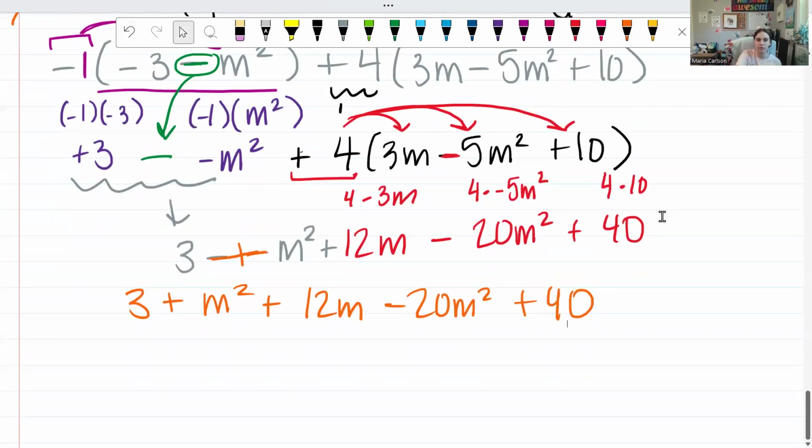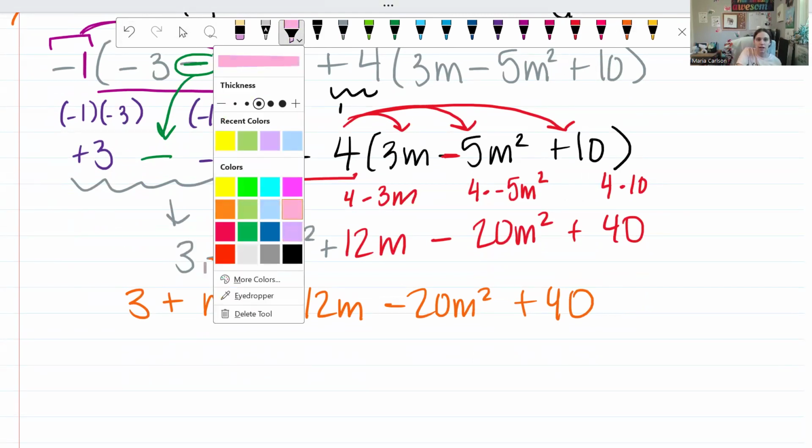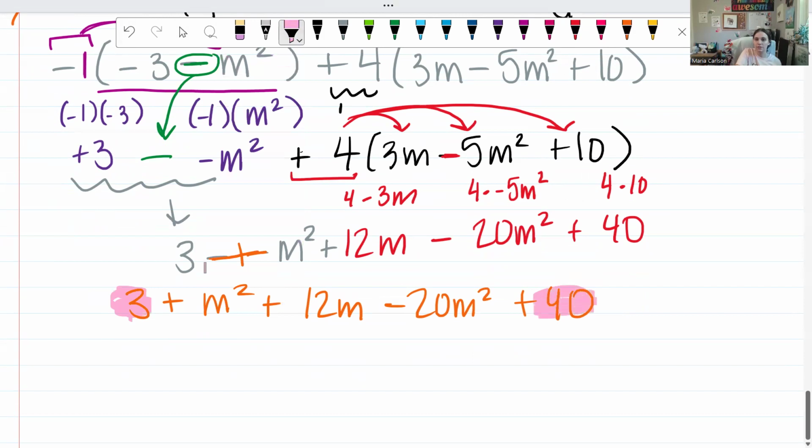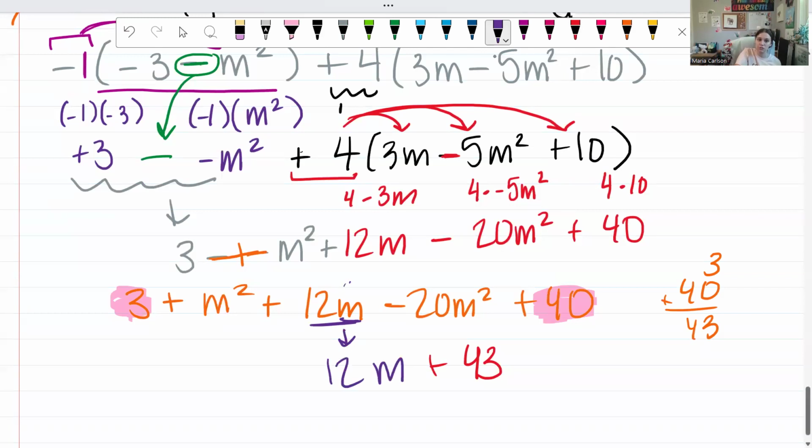And now I can just combine all my like terms. So I notice first I have this 3, and I can combine 3 and 40 together. 3 plus 40, hopefully we all agree, is 43. And that is the constant. I know that the constants go at the end of my polynomial. So 43 is my last term. And then working backwards, after the constant, I should have this m term, which has nothing to combine with. So I'm just going to drop down the 12m, which is positive.